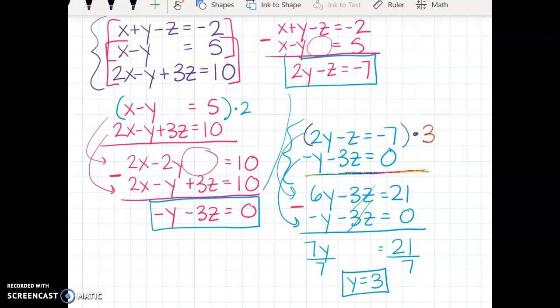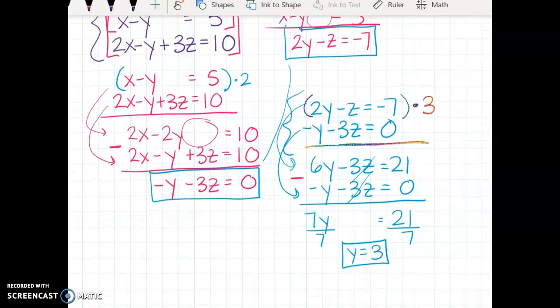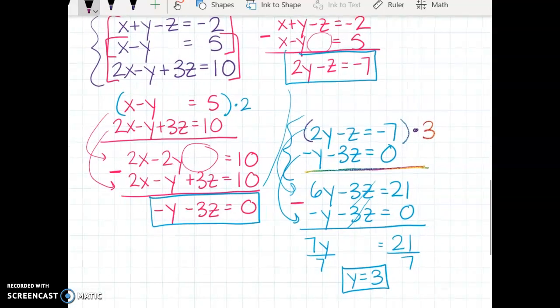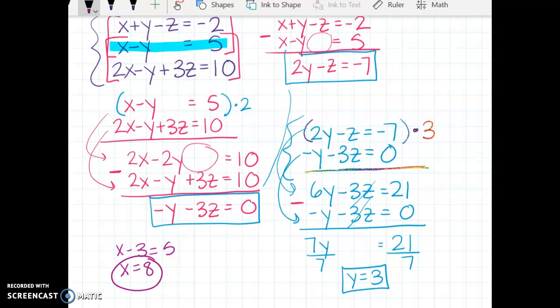So now that we know that y equals 3, we can actually go a couple directions here. So first, I can go back to where we saw in the beginning, x minus y was 5. So if x minus y was 5, then x minus 3 equals 5. Add 3 to both sides, x equals 8.